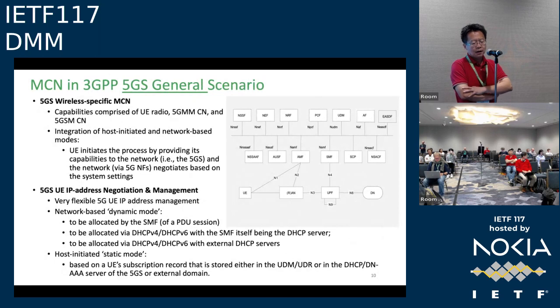Yeah, here, the same dichotomy we came up with is applied in the 5GS general case. As I mentioned, wireless devices consist of both the wireless-specific MCN and also the IP related. The wireless-specific one is more like an integration of host-initiated and network-based, since the UE will get involved by providing its capability to the network, and the network will negotiate based on the system setting. So this is a whole integration of the host and the network, both.